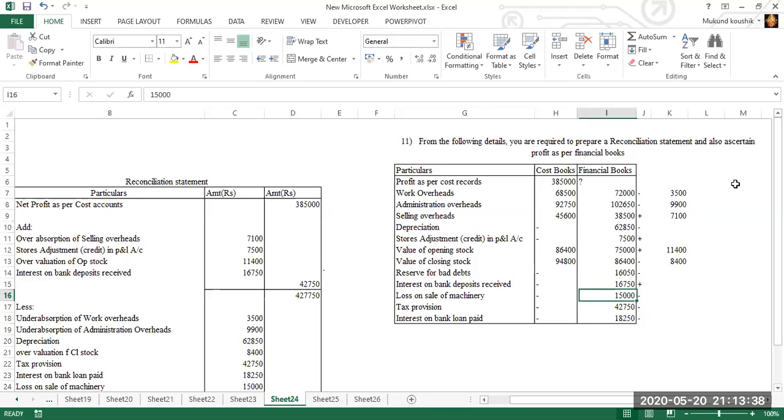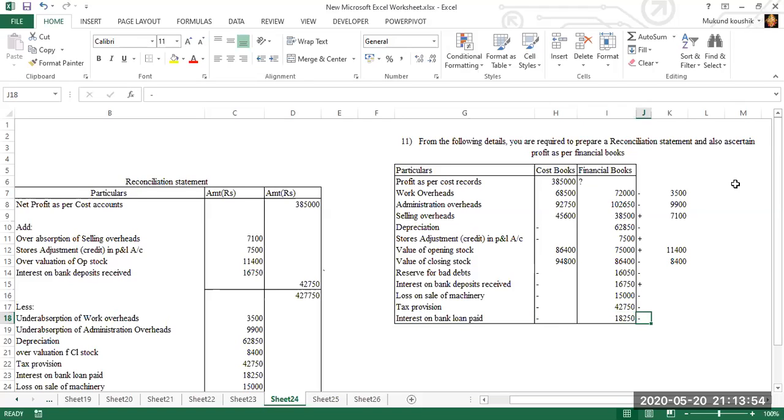Then loss on sale of machinery as per financial books is a loss. Whenever we have a financial accounting loss or expenses, we have to deduct. Then tax provision is 42,750 as per financial books. Since it is an expense, we have to deduct. Then interest on bank loan paid, so it is also an expense.